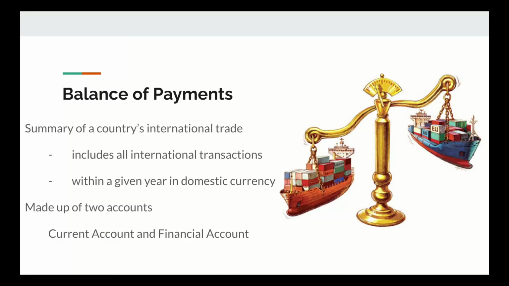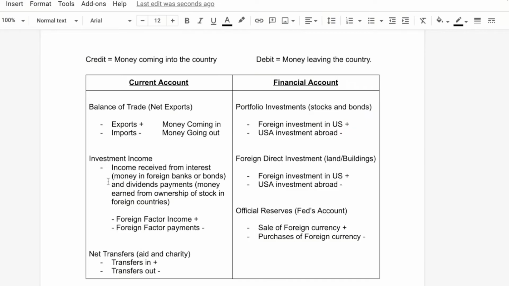All right, children, the balance of payments is going to be the summary of a country's international trade. So this is going to include all international transactions, the buying and selling of anything between two countries within a given year in that country's domestic currency. It's made up of two accounts, the current account and the financial account. These are two sides of the balance of payments. They're two separate accounts. Together, they're going to be balancing each other out and equaling out to zero.